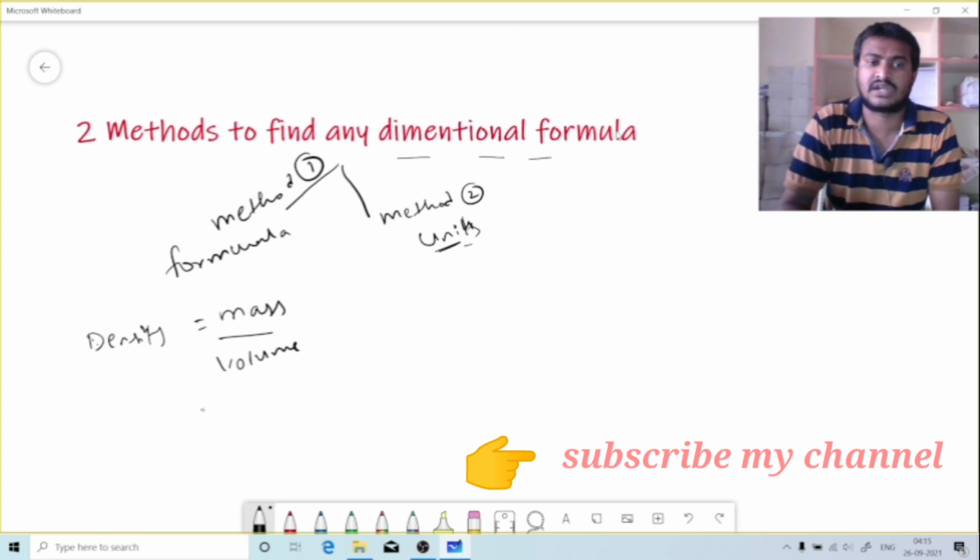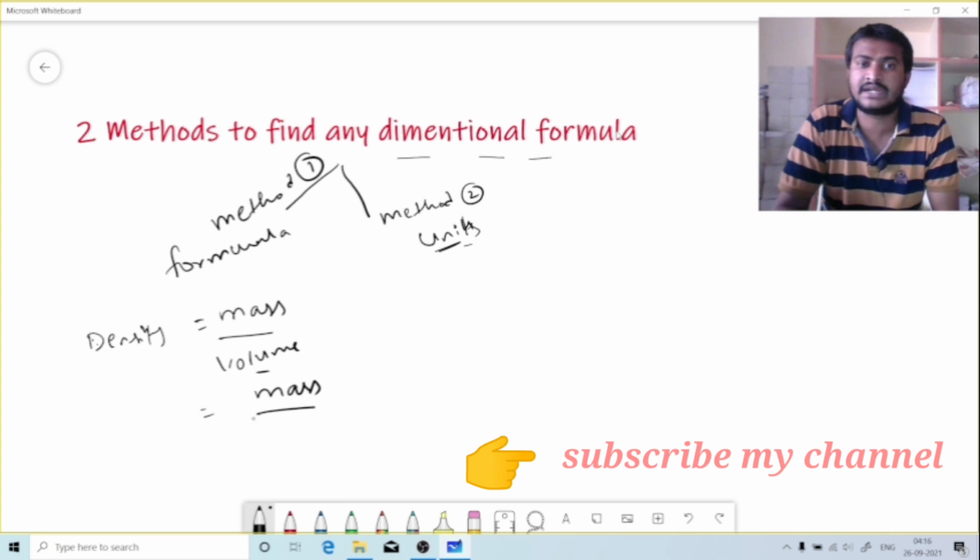Mass is a fundamental physical quantity, there are no changes at all. But volume is a derived physical quantity. Already you know, derived means we define it from other physical quantities, like volume is length into breadth into height. Length is a fundamental physical quantity. Breadth is nothing but length only. Height is length only. So whenever we take mass, kg, that's nothing but mass, capital M.